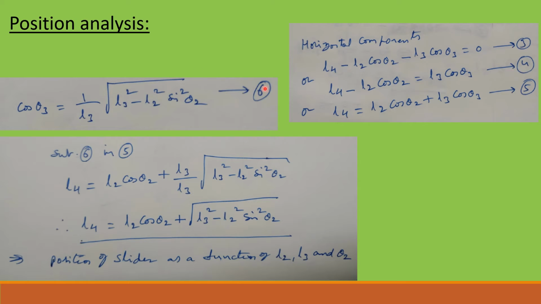Now we have equation 6 as cos theta 3 equal to 1 by L3 into square root of L3 square minus L2 square into sin square theta 2. Let us substitute equation 6 in equation number 5, that is horizontal components.